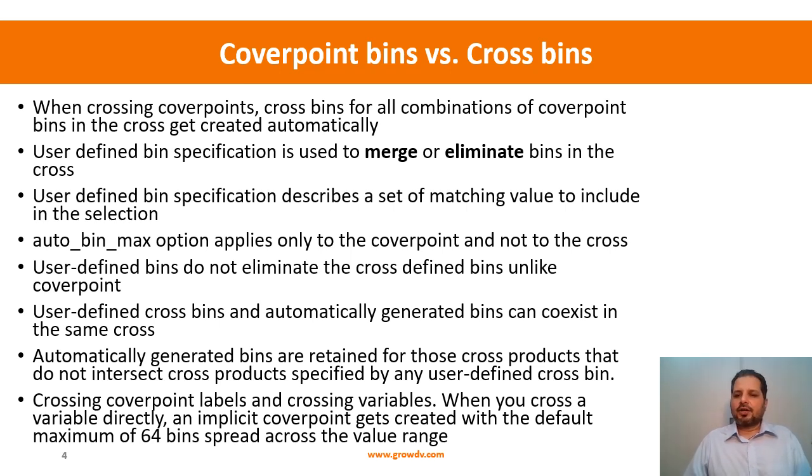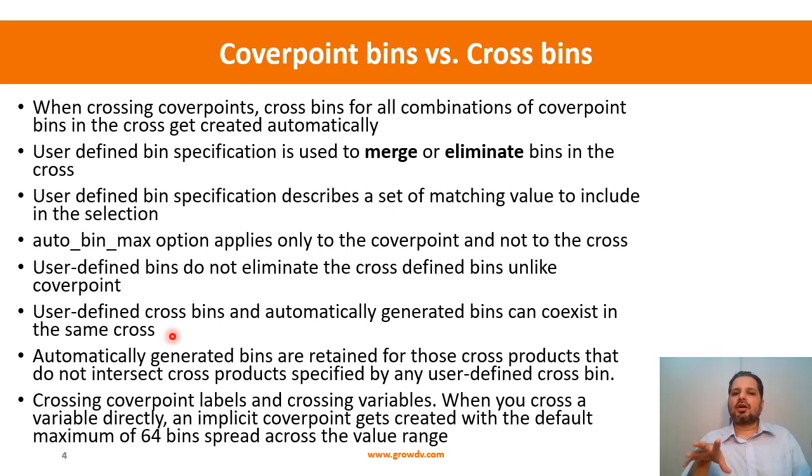The point to note is, in the case of a cover point, once we define user defined bins, it disables the auto bin generation. If in a cover point you create a few user defined bins, only those bins will be considered. The automatic binning will be disabled. Whereas in the case of cross, even if you have user defined legal bins, those will coexist with the automatically generated bins.